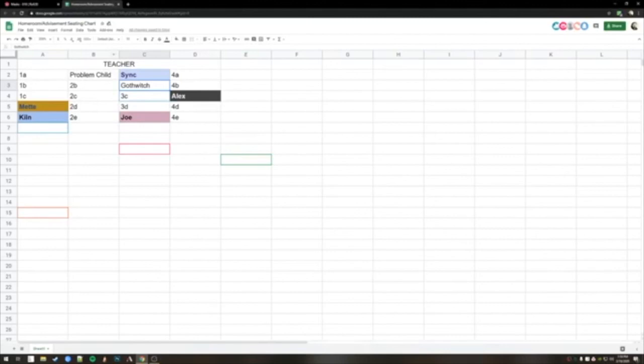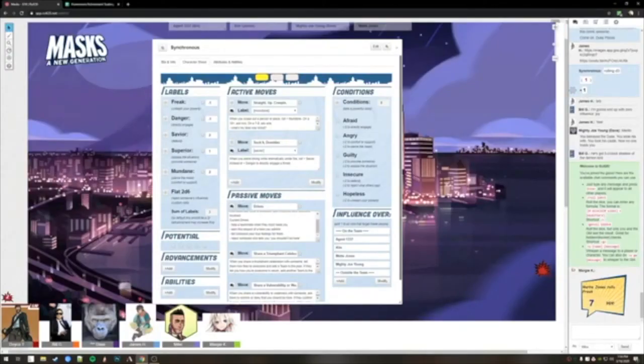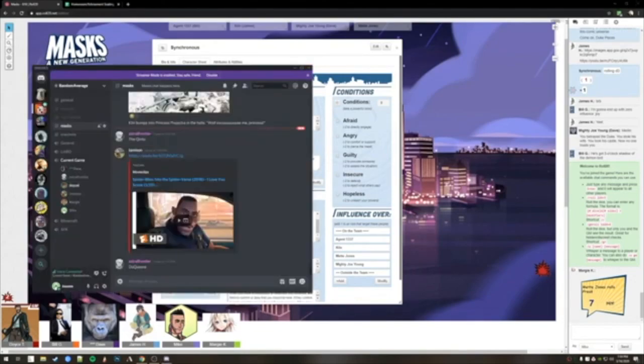Does that mean she'll be sitting at the opposite end of the class from Sink? Somebody please note that Gothwitch is in the classroom in the spreadsheet. Oh, I think that means that Mike needs to decide where she sits. No, you guys decide where she sits. She's going to sit as far away from Sink as she can. Oh no, this is assigned seating. Gothwitch.